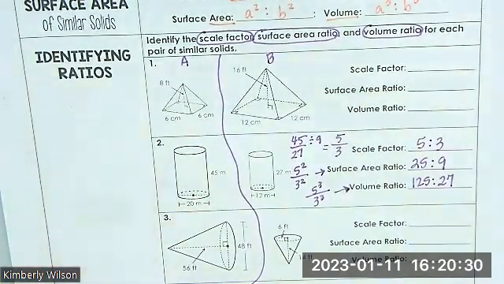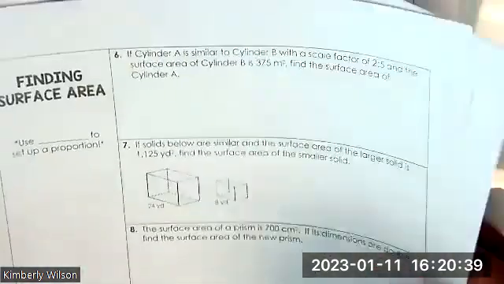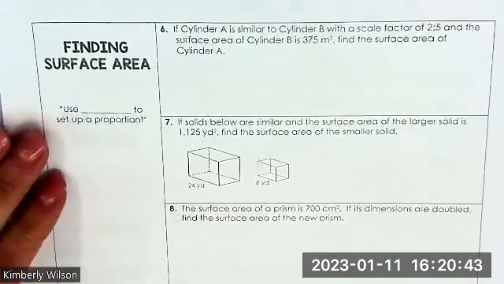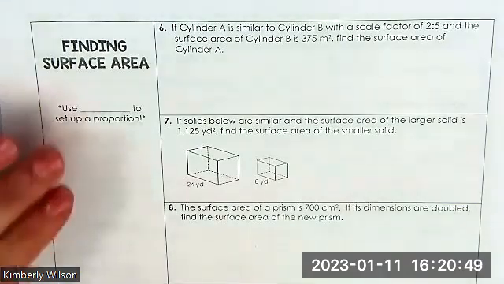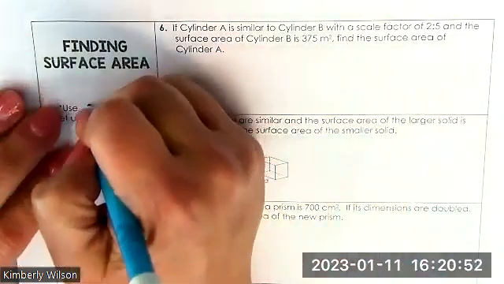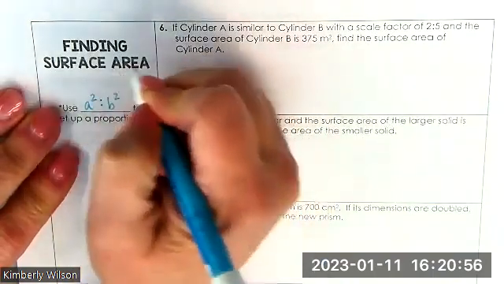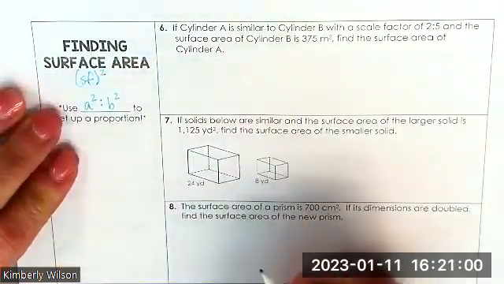And moving right along, we're now going to look at number 6. Shuffle around my pages here. Make sure we can see everything. Okay, so for this, we're finding the surface area. So we're going to use A squared to B squared, which means I'm doing the scale factor squared.